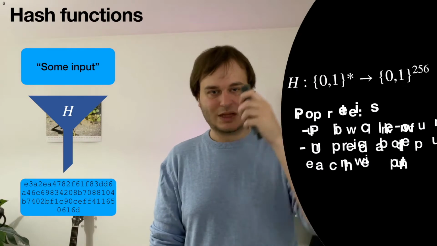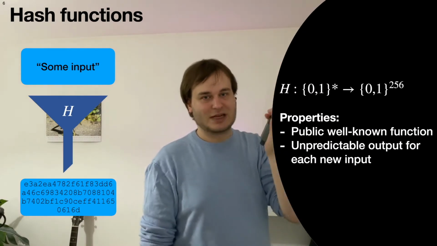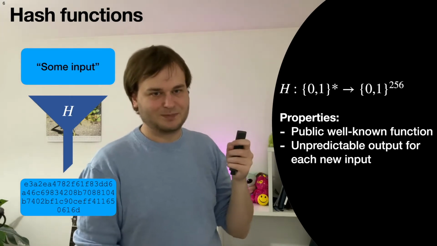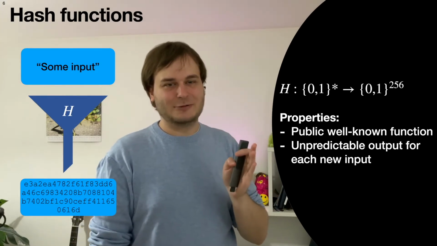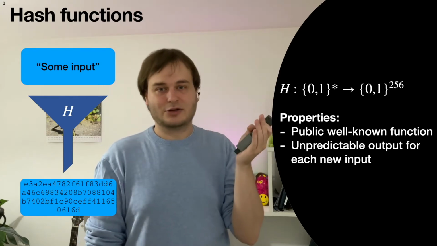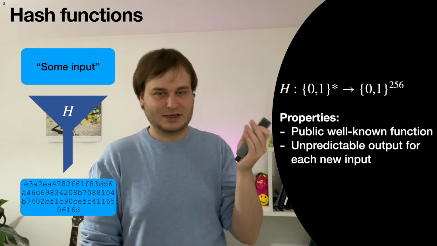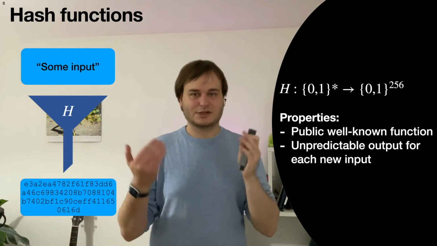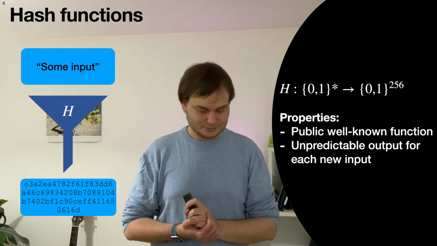So, formally, a hash function maps arbitrary length bit strings to bit strings of length 256, for example. These are publicly well-known functions. So for example, you may know SHA-2 or SHA-3. Those are the standard hash functions. So everyone kind of knows the functions.